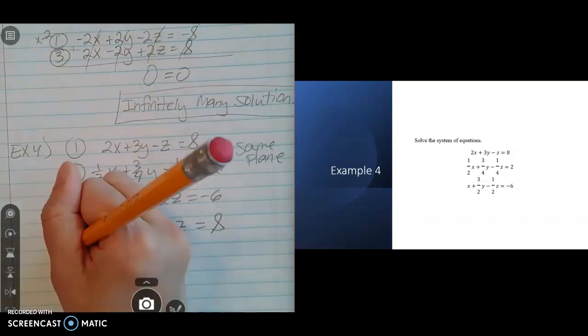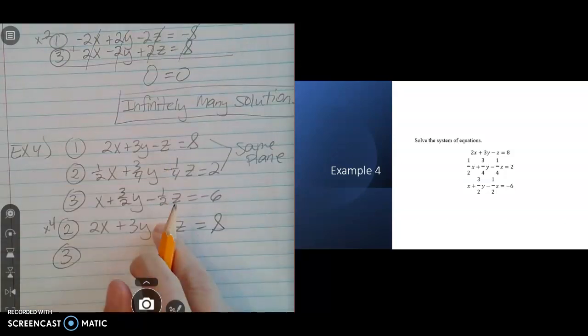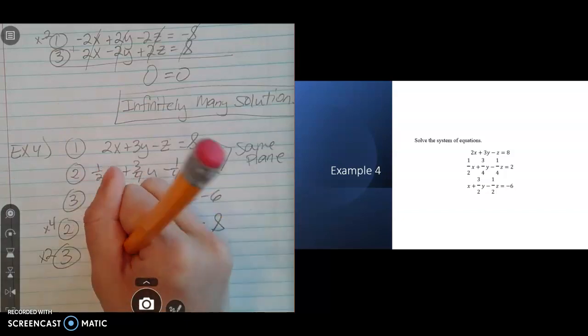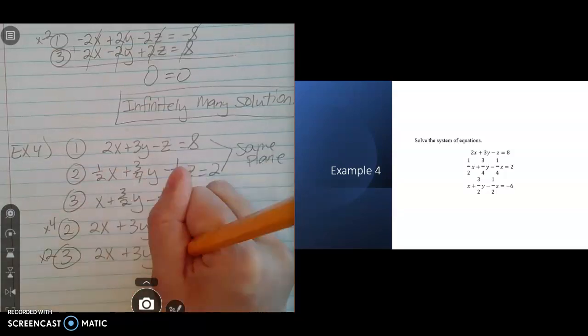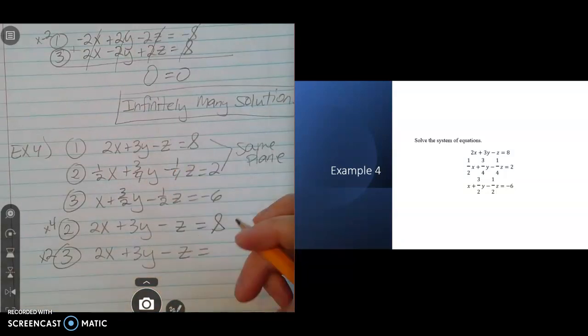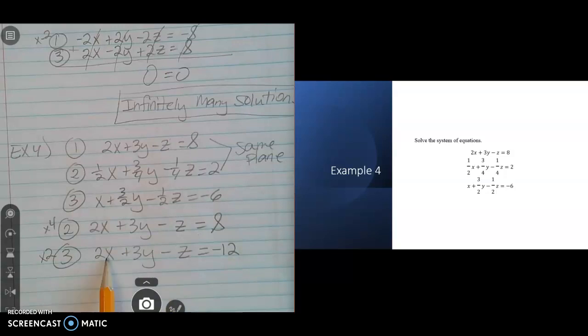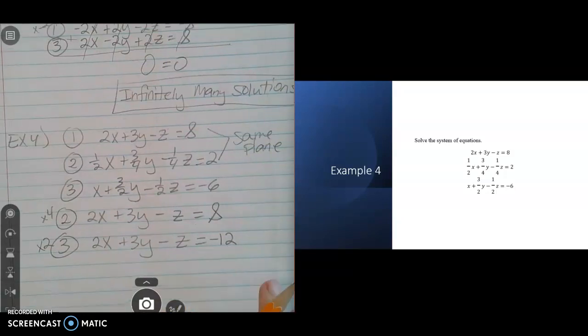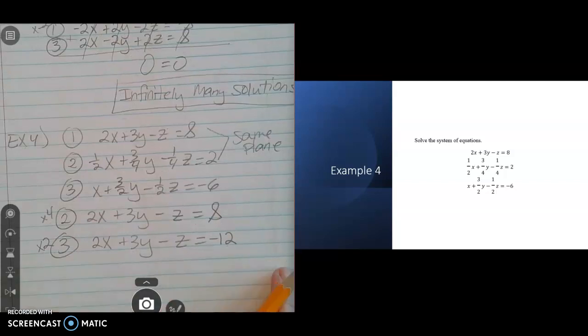Let's look at equation 3. My least common denominator would be 2. So that would be 2x plus 3y minus 1z, and 2 times negative 6 is negative 12. And what I notice is everything lines up except for that number here. And so you may notice what it probably is. It's going to be parallel.